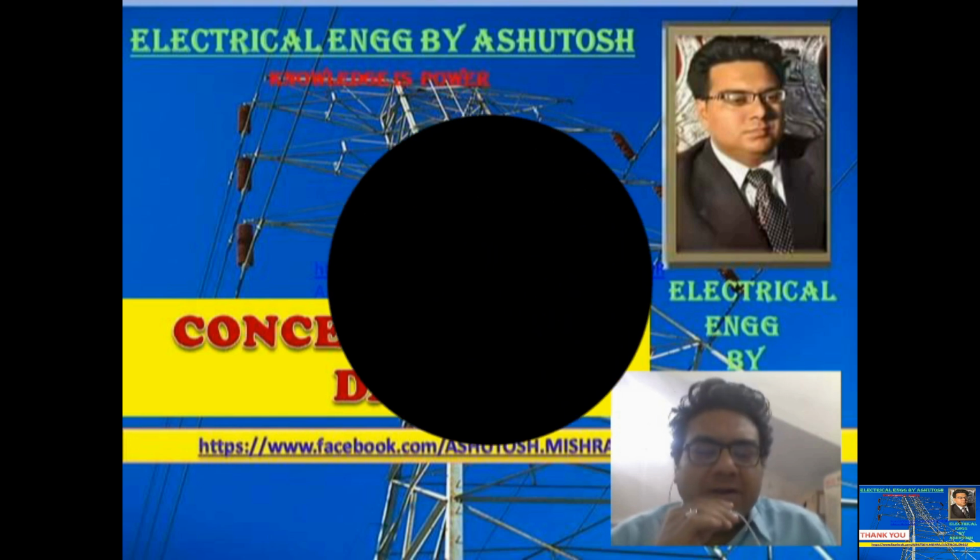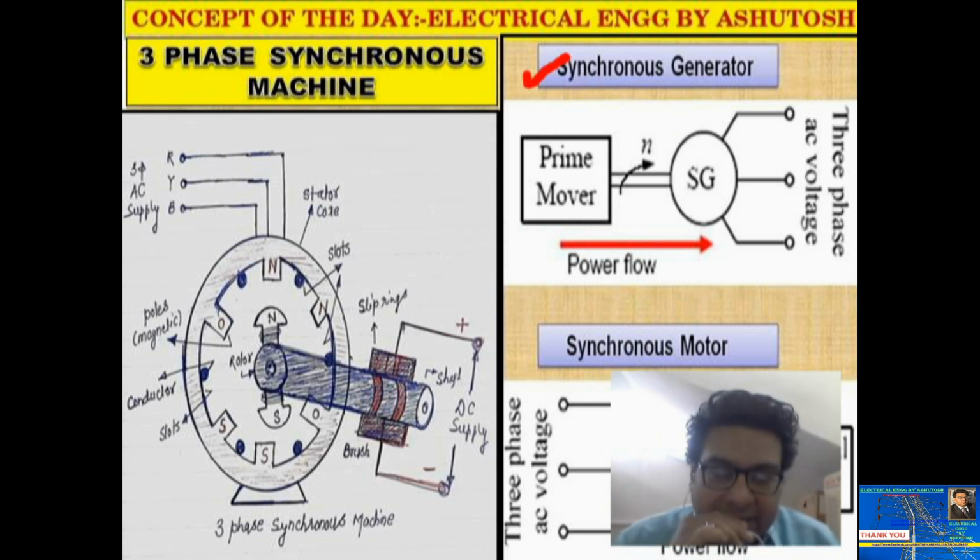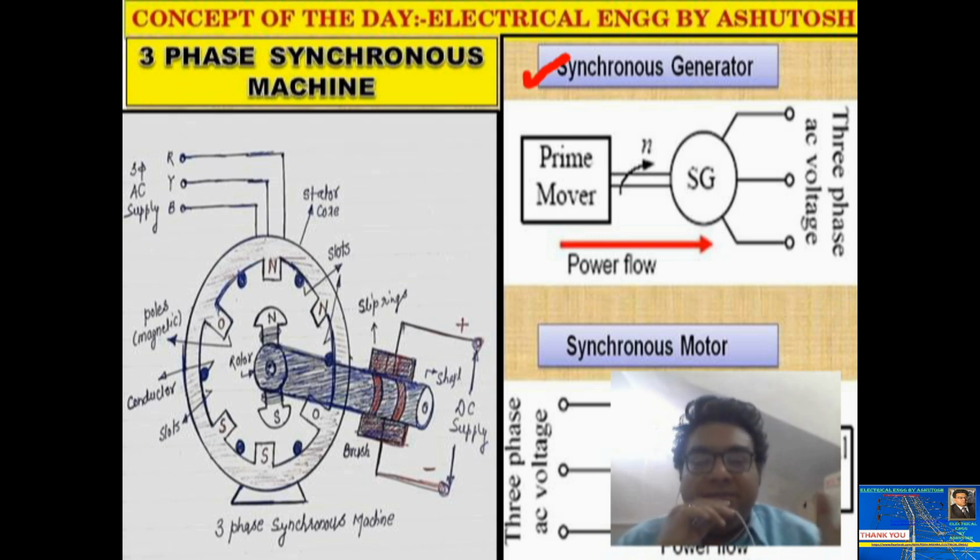Okay, this is the synchronous machine diagram, and you can see the same machine works as a synchronous generator and the same machine works as a synchronous motor. यही मशीन है जो सिंक्रोनस मोटर की तरह कार्य करती है और सिंक्रोनस जनरेटर की तरह भी कार्य करती है. So guys, the working principle of both is different.